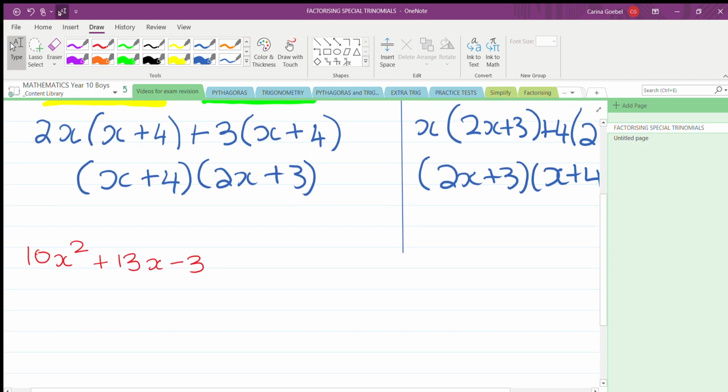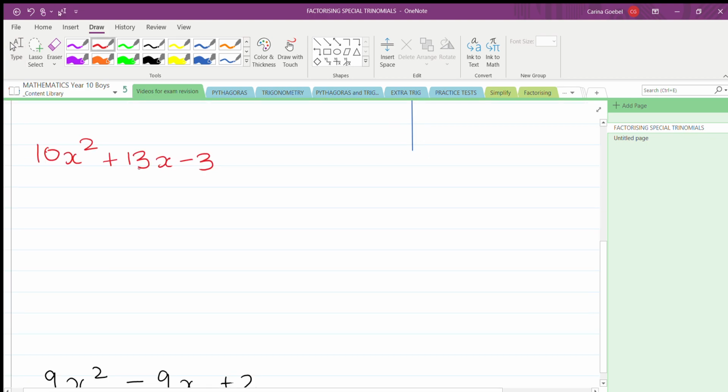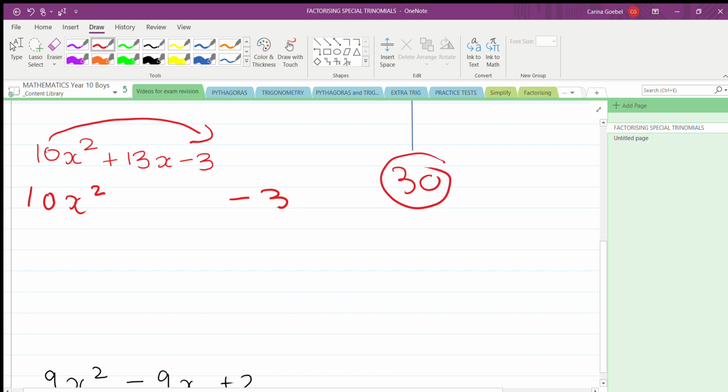Moving on to another example. We recognize it's a special trinomial because 13 and 3 is not divisible by 10. So we're going to write down our first term, 10x squared, write down the last term. Multiply 10 by 3 gives you 30. The factors of 30, when we subtract them, give you 13. So 10 times 3, 10 minus 3 does not give you 13. Try 15 times 2. 15 minus 2 does give you 13.